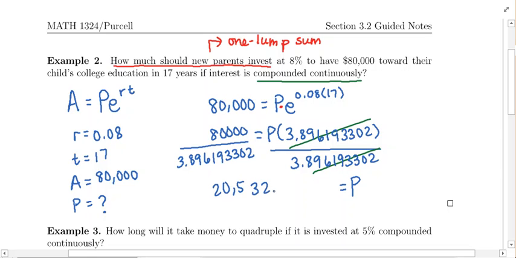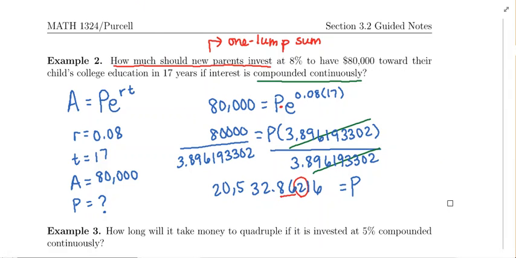So it looks like just over $20,000 will do it. Okay, so let's round. You've got 86 cents, and you've got a 2 coming after it.